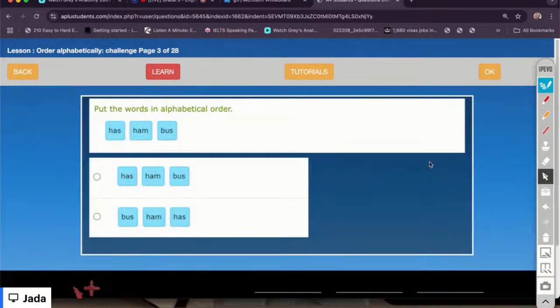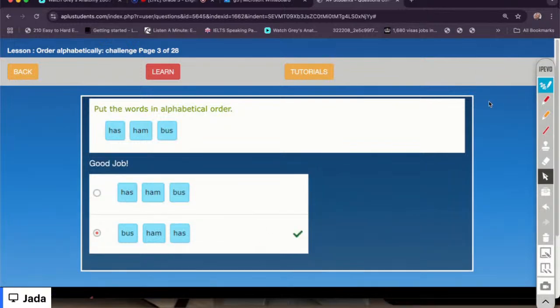All right, we have has, ham, bus. Has, ham, and then bus. Which one comes first? So bus comes first because bus is B, correct?